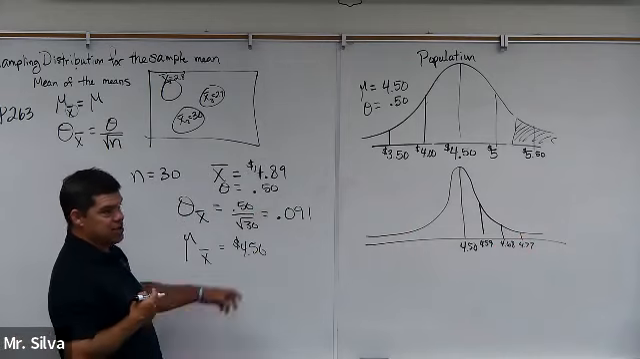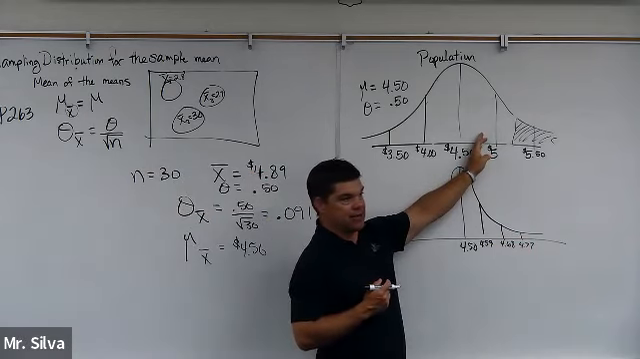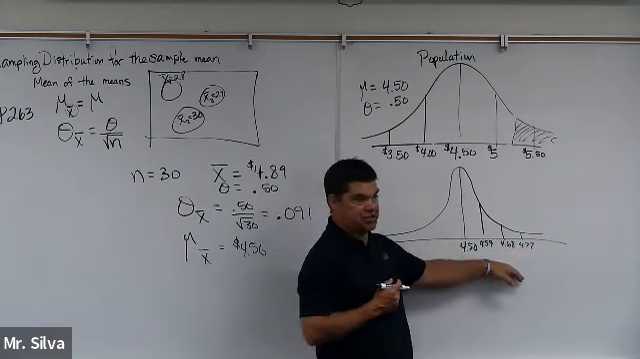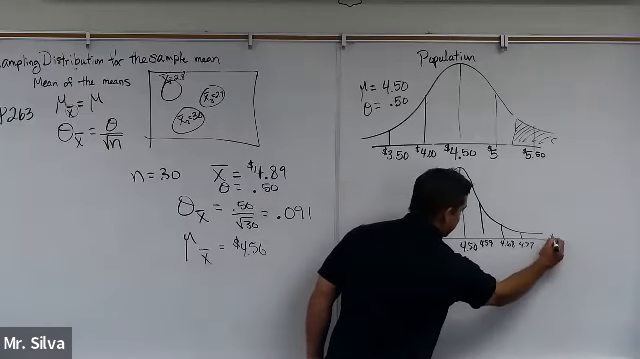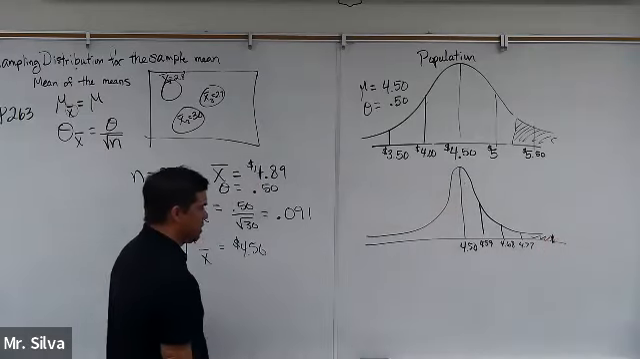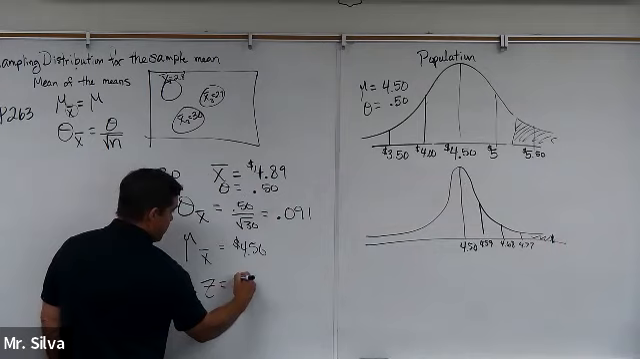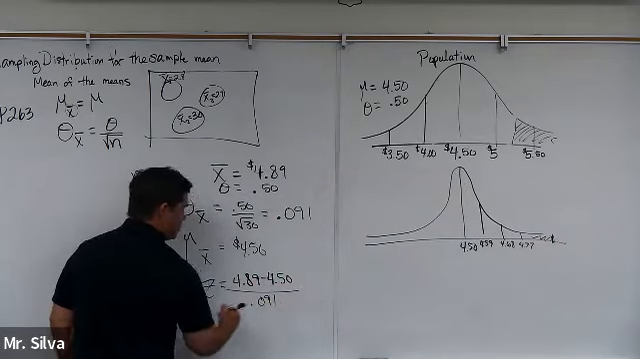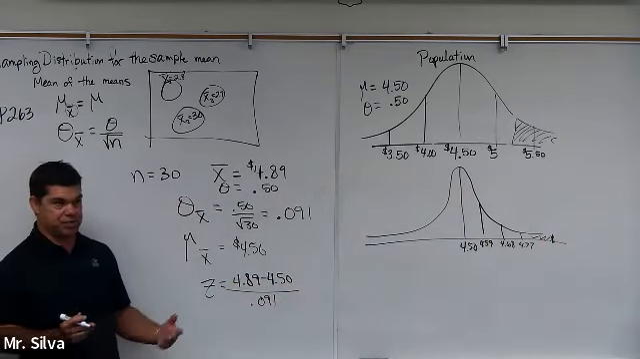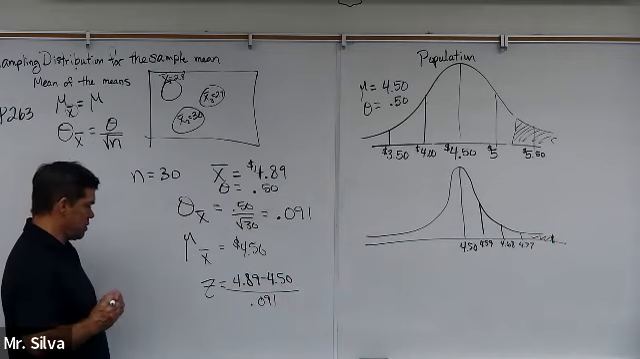So is this 4.89 unusual? Where's 4.89 at? Not compared to this distribution. 4.89 is like right in here. 4.89 compared to the sampling distribution. What z-score is that? I just wrote down the z-score formula. 4.89 is like way over here. I want to find the area to the left of that. So I'm going to do the z-score calculation: 4.89 minus 4.50 divided by 0.091. I just erased the z-score formula because I didn't have enough room. And do that math.